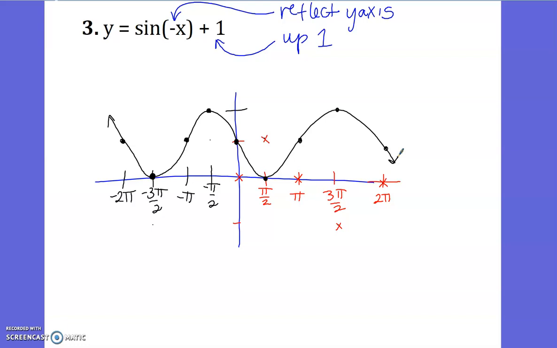We have 2 more examples, so go to the part 2 video to see the last 2 examples.